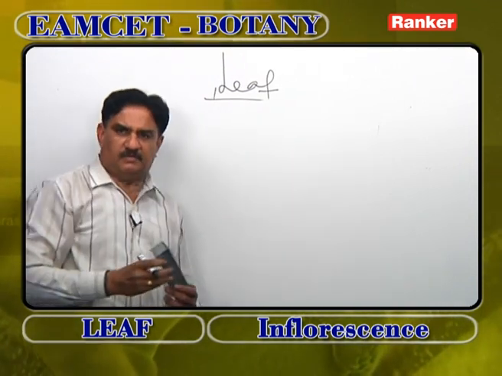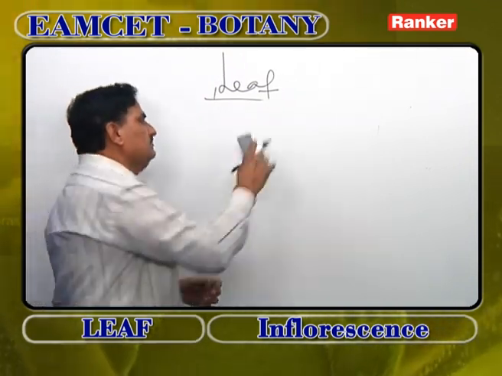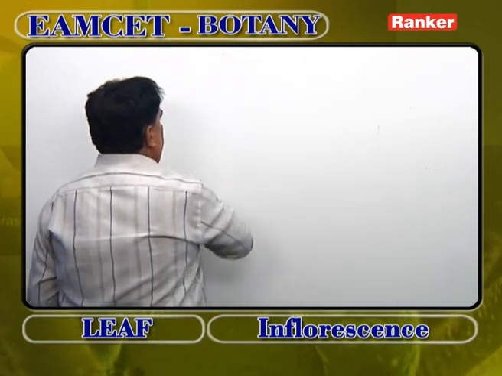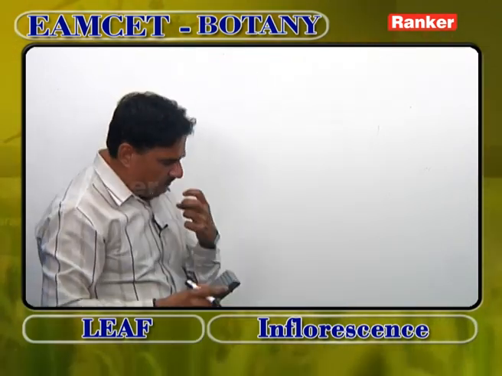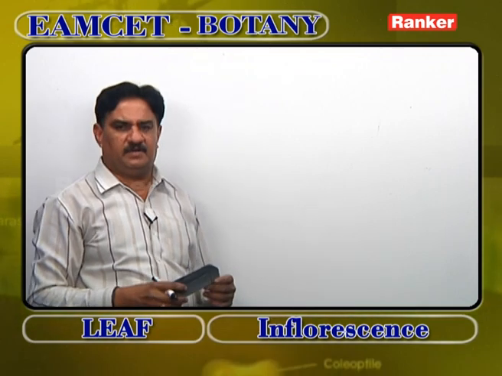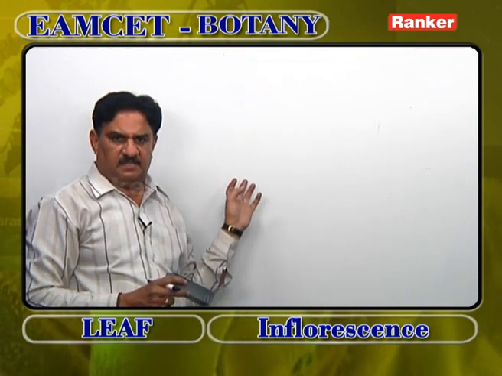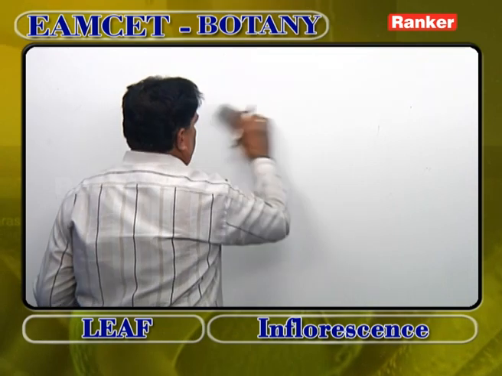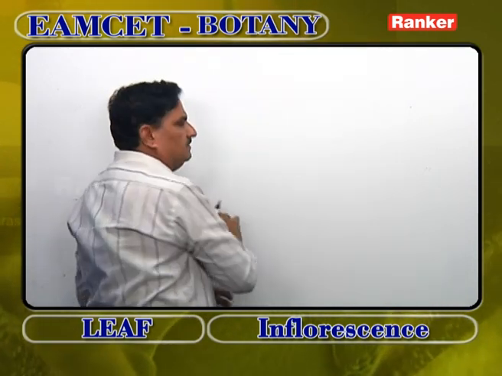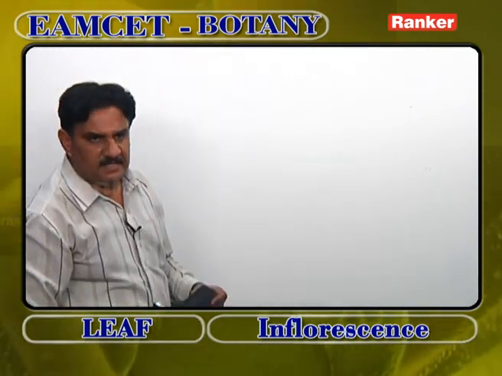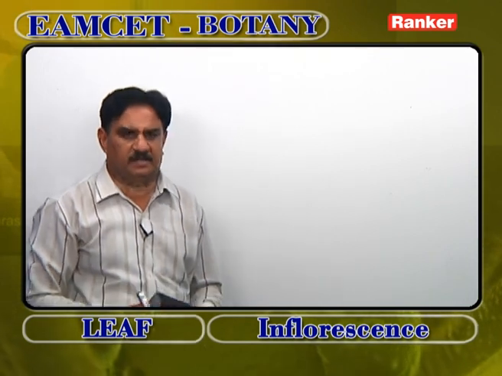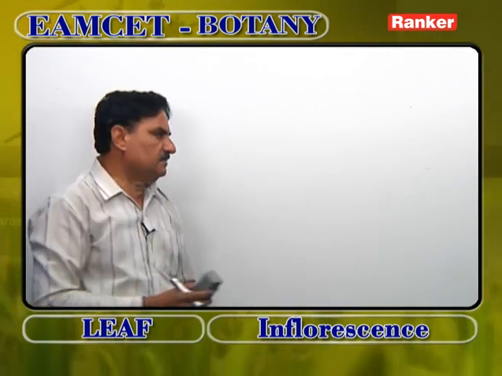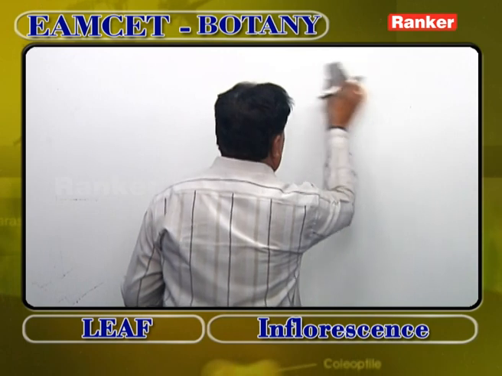Then we discussed leaf with important aspects. Then in the leaf we have to read about phyllotaxy: alternate phyllotaxy, opposite phyllotaxy, whorled phyllotaxy. Then after phyllotaxy we discuss modifications. There are 6 types of modifications. One is tendril, the other is spine, the other is scales.